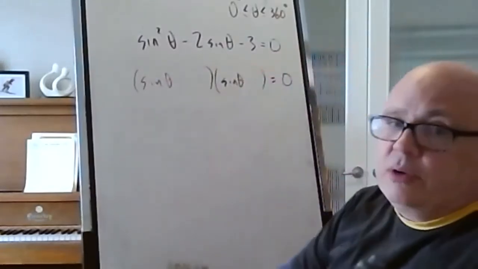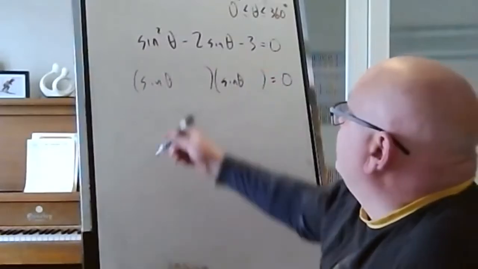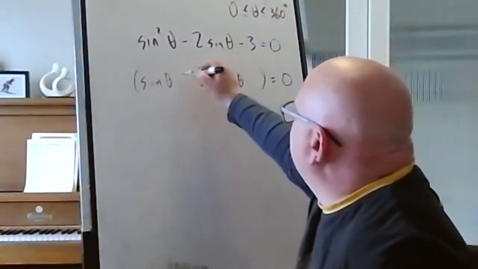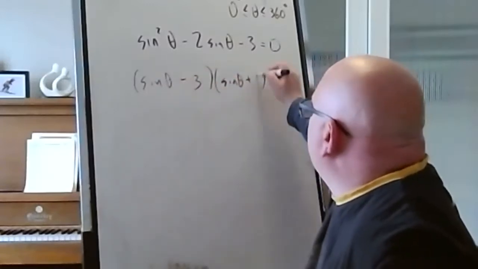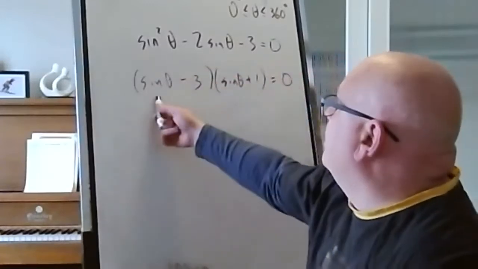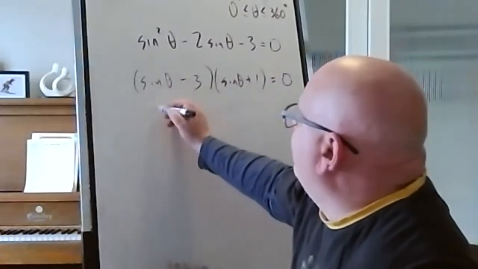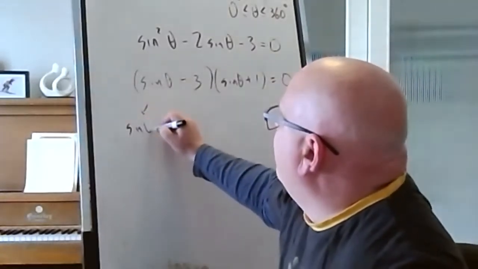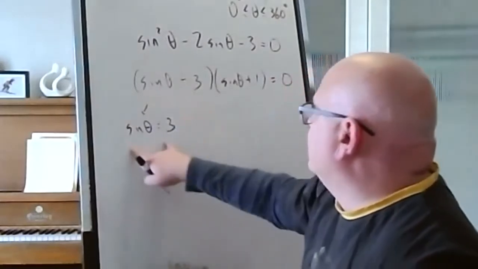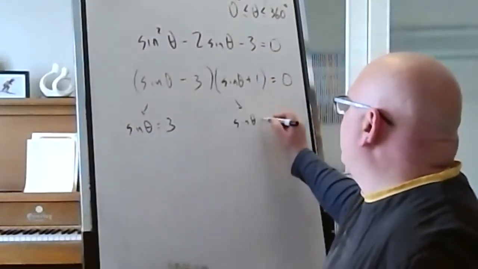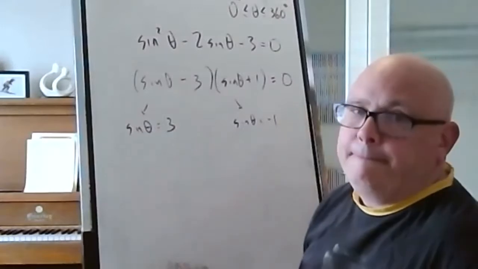Just like factoring with x, nothing really different here. We just have sine thetas in the front, two numbers that multiply to -3 and add to -2. Sine theta minus 3, sine theta plus 1 is equal to 0. We come to two equations. We're going to break this one out, and this tells us that sine theta is equal to 3. Let's come back to that in just a second. This one tells us that sine theta is equal to -1.